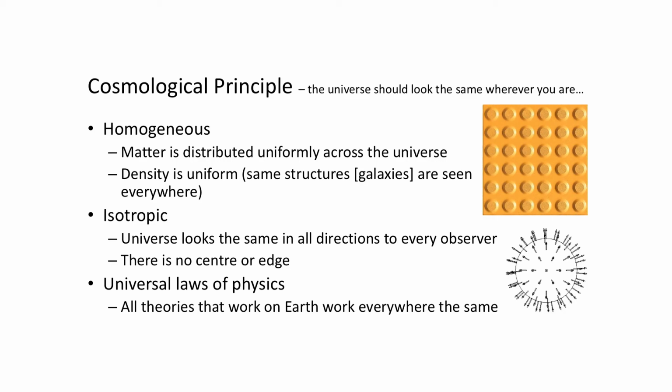Now, with all things in physics, we have to assume things. We have to make an assumption about lots of things. And when we look at space, we call it the cosmological principle. And it's the assumption that when viewed on a large enough scale, the universe is said to be homogeneous and isotropic, as well as all of the laws of physics that we understand on Earth happening everywhere.